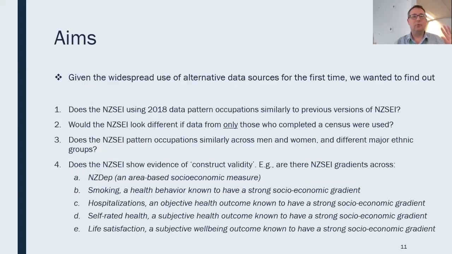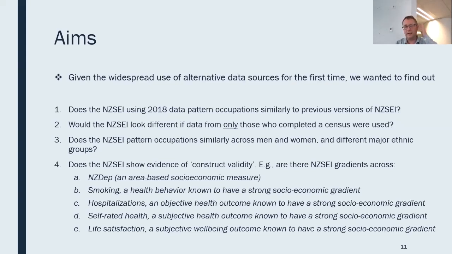So we wanted to see if this had any impact. We wanted to find out whether the NZSEI, using 2018 data, patterned occupation similarly to previous versions of the NZSEI, and whether the NZSEI would look different if data from only those who completed the census were used. So if we say we don't trust the admin data at all, we're just going to use the census, would you get a different measure, and what does that say? Thirdly, does the NZSEI pattern occupation similarly across men and women and different major ethnic groups, which we've always looked at? And does it show evidence of construct validity?